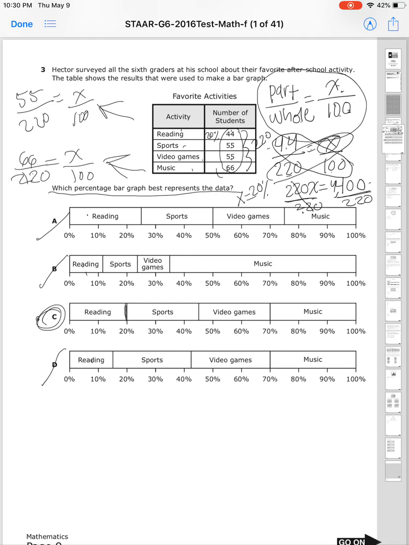So I need to go through my answer choices, and if you see here, A was 25% for reading, and we know that reading is 20%, right? B says reading is about 13%, and that's wrong, right? And C says reading is 20%, that's right. And D says reading is 15%, which is not correct, right? Because reading is 20%.